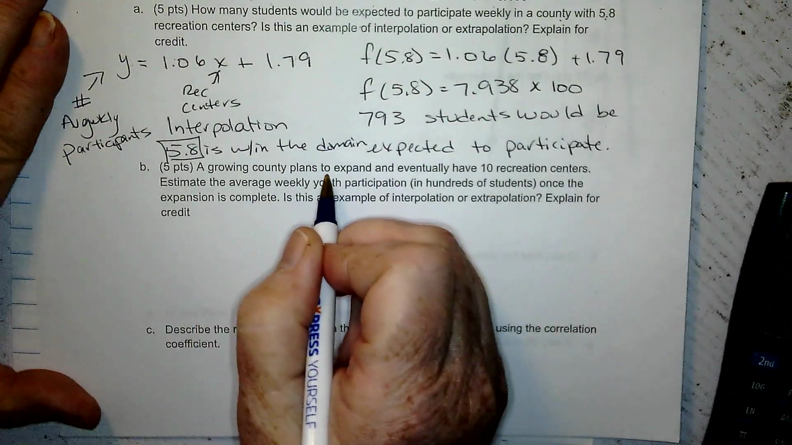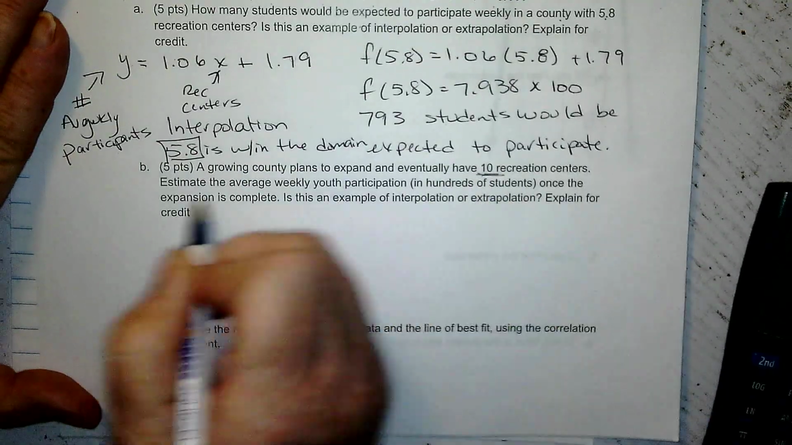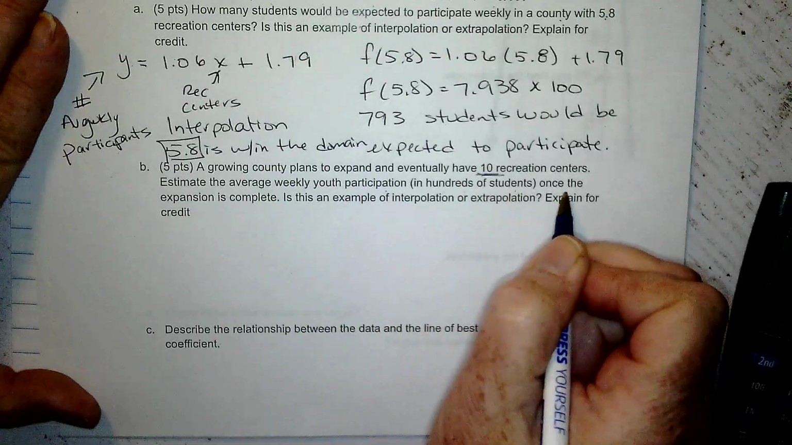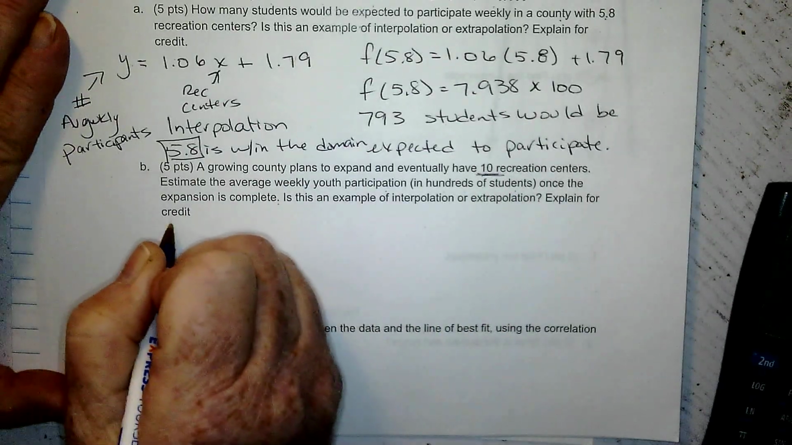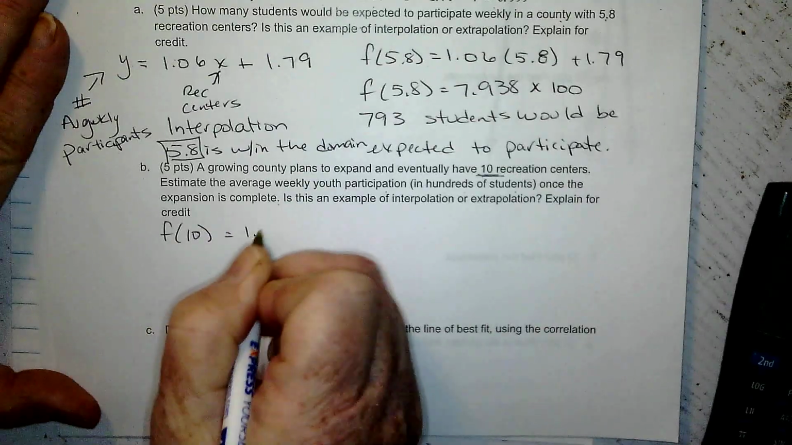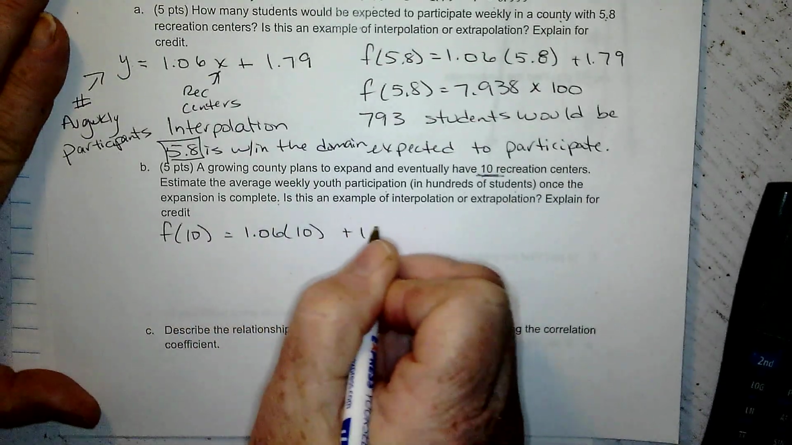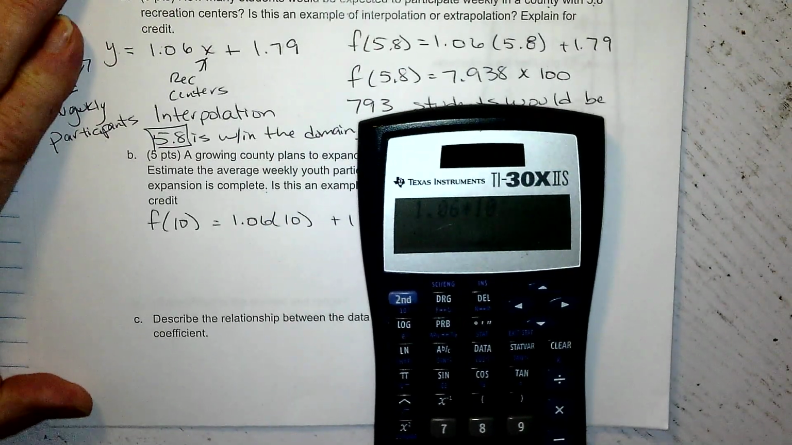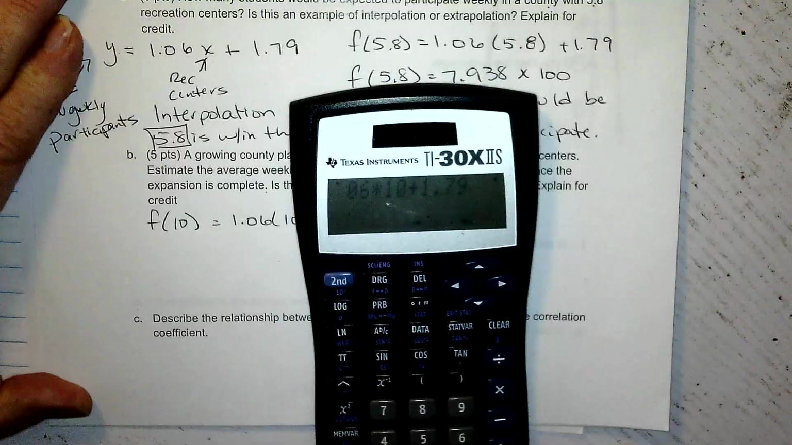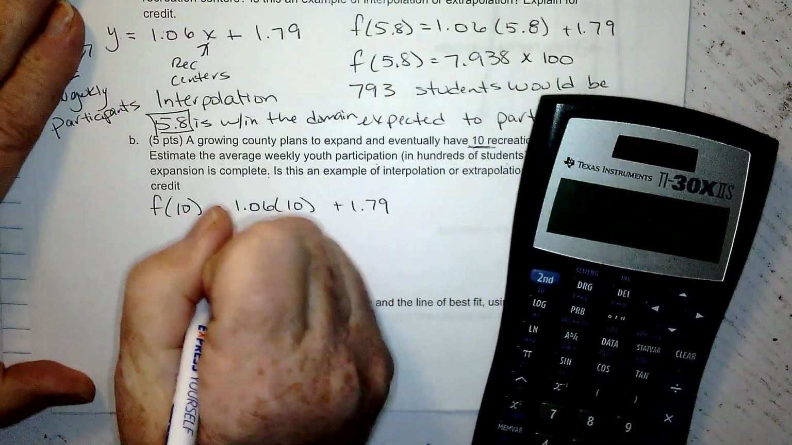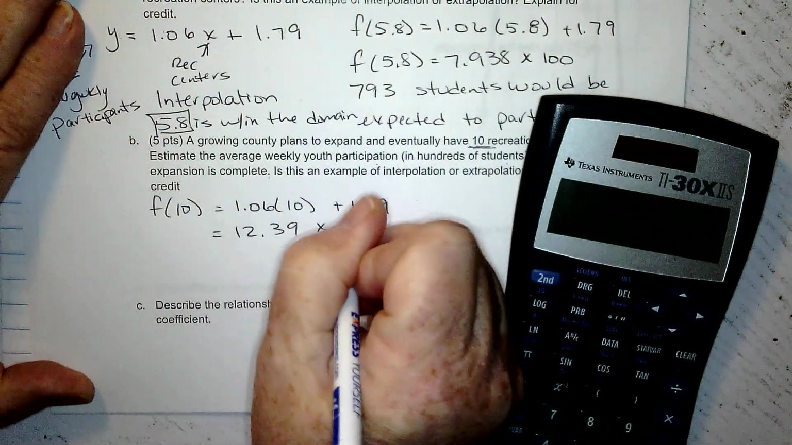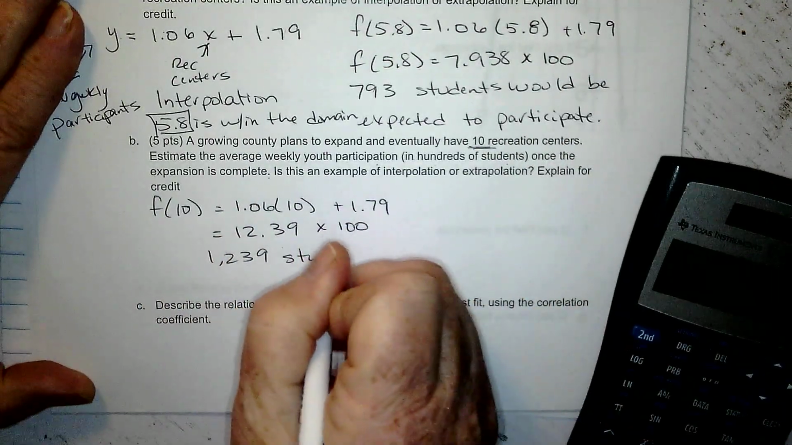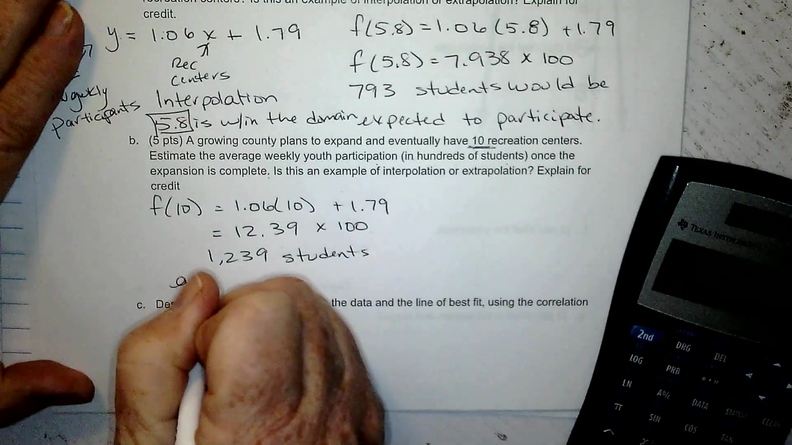A growing county plans to expand and eventually have 10 rec centers. How many weekly participants? Again, I said in hundreds of students once the expansion is complete. So again, f of 10 this time, 1.06 times 10 plus 1.79. So 1.06 times 10 plus 1.79 is 12.39. I've got to multiply that times 100 to get 1,239 students are expected to participate.